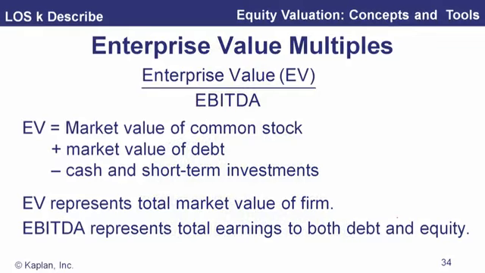But once they owned the whole firm, they'd get their hands on that cash and short-term investments. So their total cost of the acquisition would be what they paid for the stock, what they paid for the debt, minus the cash and short-term investments the company owns that they could lay claim to after the acquisition was complete. So that EV represents the total market value of the firm, and EBITDA is the total earnings to both debt and equity.